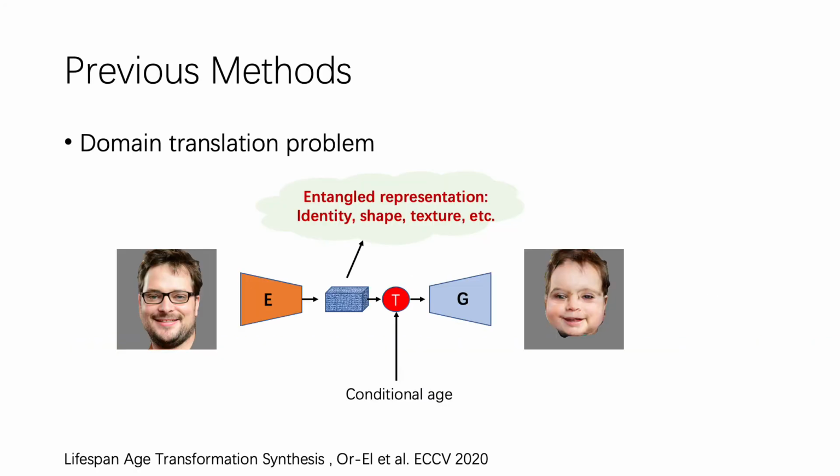Previous methods treat this problem as a domain translation problem, where they usually use a convolution encoder to extract the face feature and then apply some transformation to the extracted feature conditioned on the target age. However, the extracted face feature is an entangled representation, which includes identity, shape, and texture. When the transformation is applied to the entangled representation, it is inevitable to add some unnecessary transformation. For example, in the younger age group, it may add a texture transformation which will result in unrealistic effects in the output image.